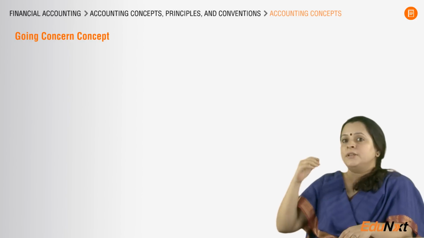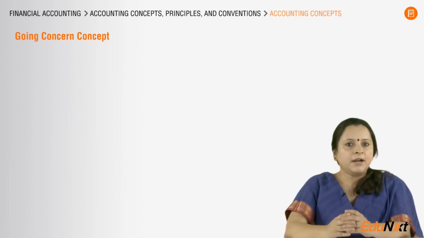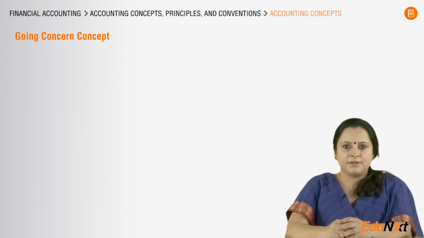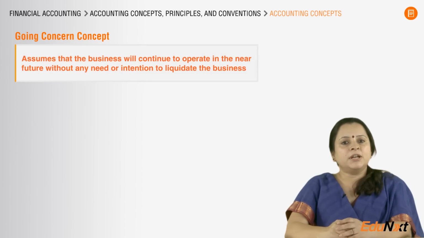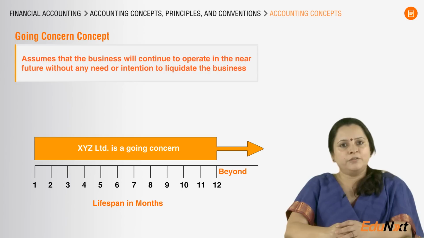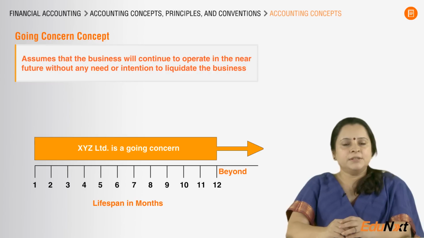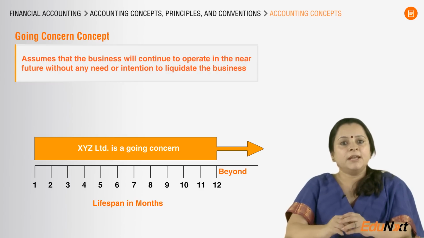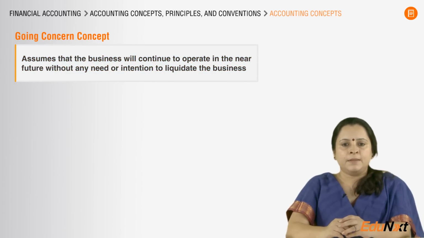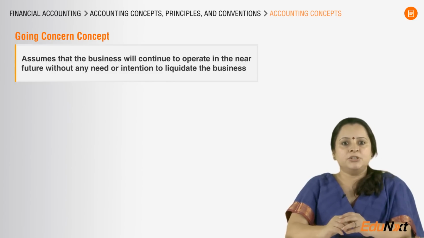The second concept that we are going to look at is what is known as the going concern concept. Again, this is one of the fundamental concepts based on which financial statements are prepared. It assumes that the business will continue to operate in the near future without any need or intention on the part of the management to liquidate the business. It is assumed that the organization will realize its assets and settle all its liabilities in the normal course of the business. This concept has particular importance for valuing assets in the balance sheet.